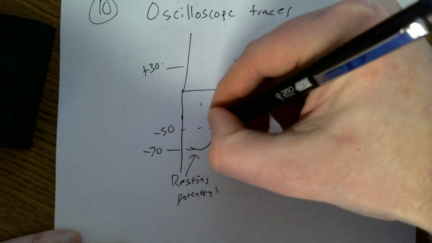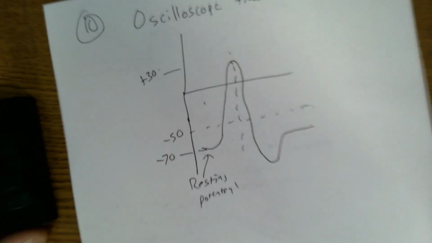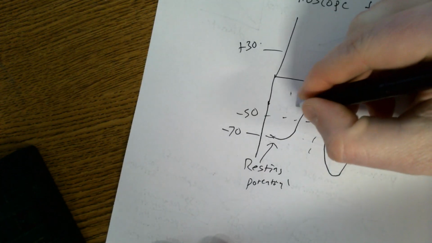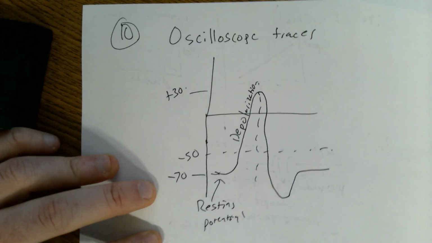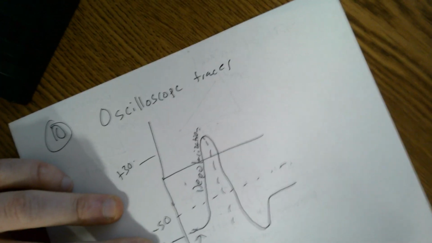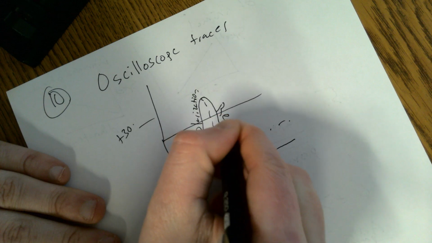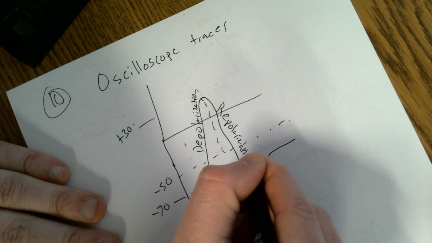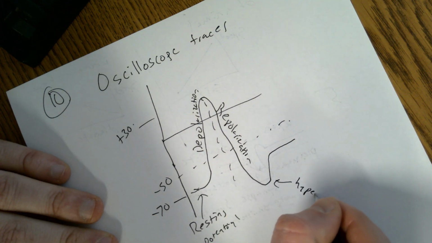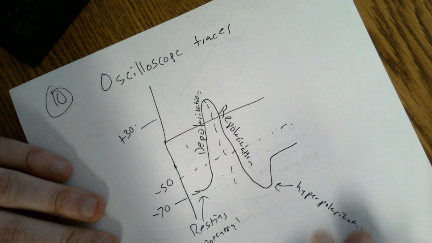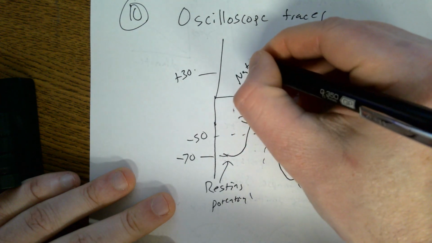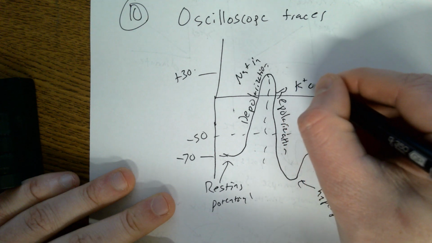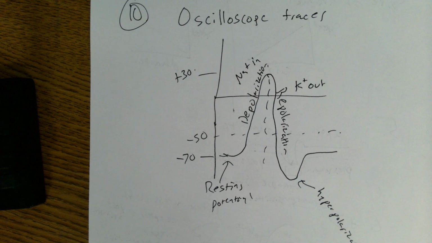Then this part here is depolarization. And on the other side, we have repolarization. You should know what's happening at each. We just talked about it, right? Depolarization is our sodium going in, and repolarization is potassium going out. That's going to give us that pattern. That is our oscilloscope.